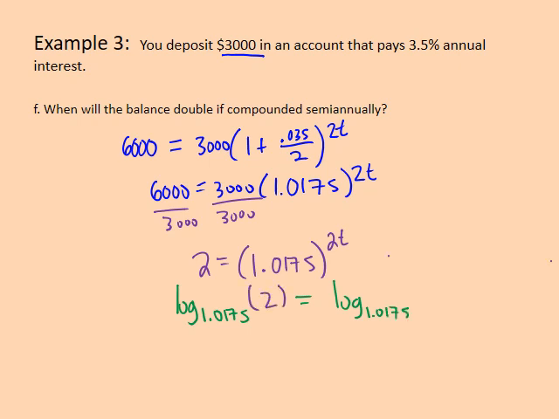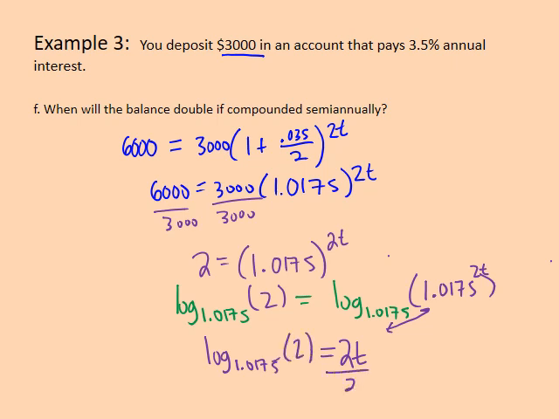On this side, it's log base 1.0175 of 2. On this side, it's raised to the 2t power. These two undo each other, and so we're just left with 2t equals log base 1.0175 of 2, which is just a number. Divided by 2, divided by 2, and our final answer is t is approximately equal to 19.98 years.